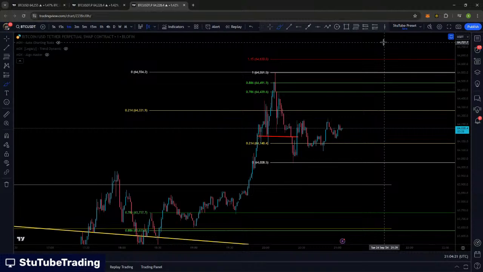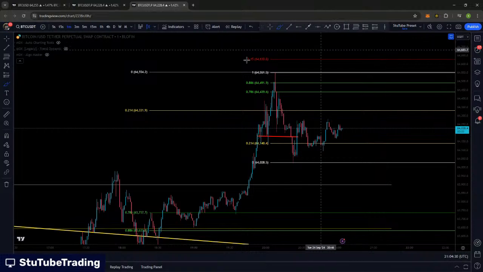It also depends, everyone has their own trading strategies. But I'm more of a high leverage, shorter time frame kind of a trader myself.